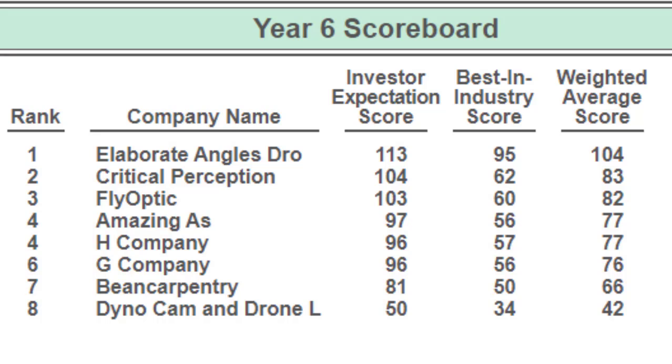Here we have the year 6 scoreboard for the practice round. As you can see, Team E came out quickly with a weighted average score of 104. And then the rest of the pack is pretty close. Team C's at 83, Team F 82, Team A's at 77, H 77, G 76, B 66, and D 42.